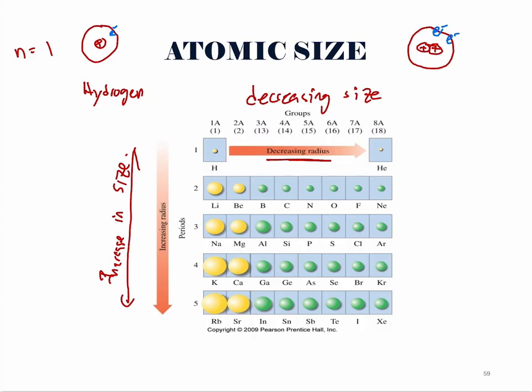As we go down, what increases as we go down periods? We go from period 1 to 2 to 3 to 4. What does the period represent?